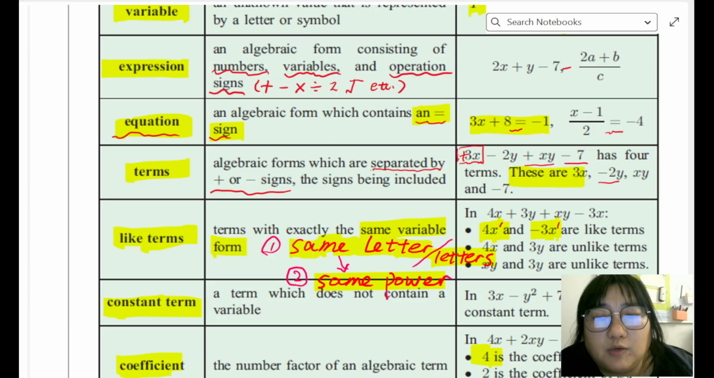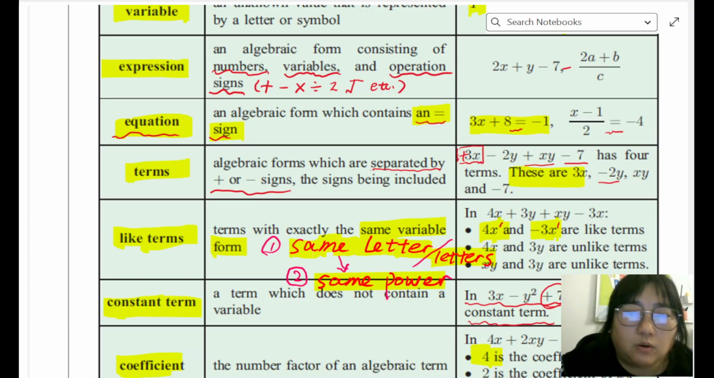For the number value, we say that is a constant term, because in this expression, you can see they have 4 terms. The third term is 7. So 7 is a constant term, which means the value for the third term won't change. It is always just 7, okay? Until you add another like term. So all the constant terms are like terms.